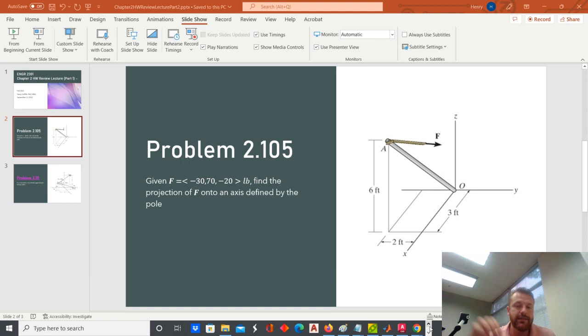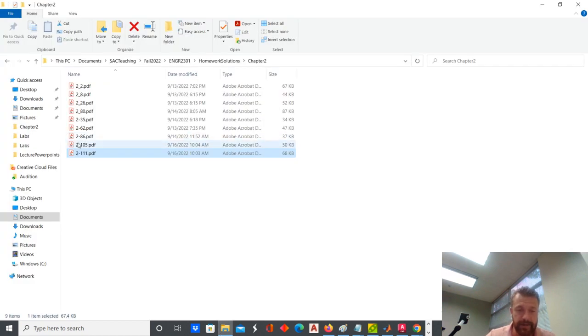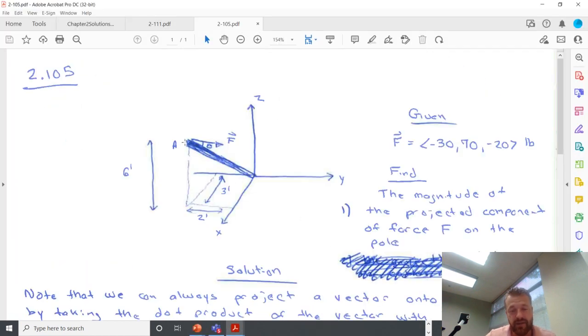So really this just boils down to, since you have an expression for F in Cartesian form, if you had a unit vector along the axis defined by that pole from A to the origin, you could just take a dot product with that unit vector and the actual problem would be done. So the question is, how do I go about writing a unit vector from A to the origin?